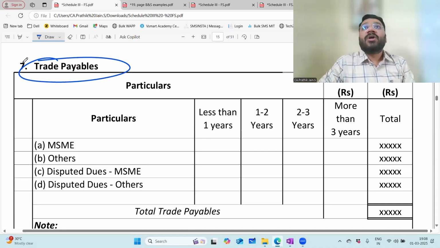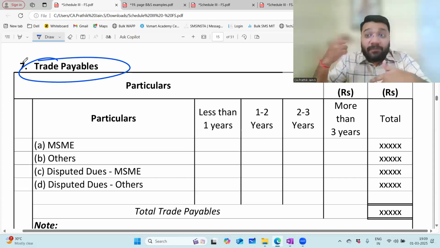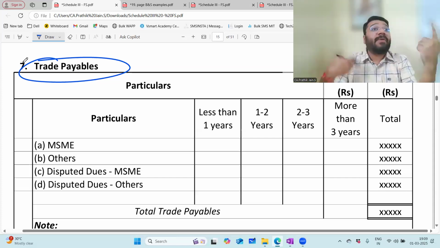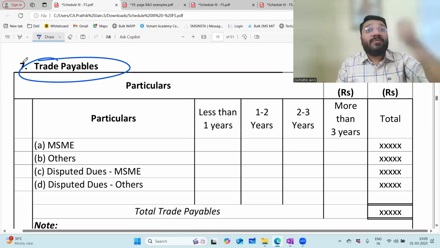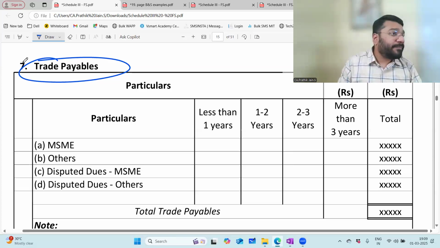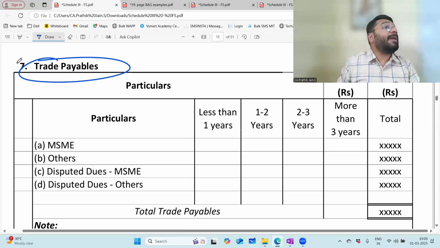Why? Because you know in 2020 what came? COVID. During the COVID period, a lot of people did not have proper business happening. So their inflow of money was not happening. The rotation of money was not happening. So a lot of companies withheld the payment to the creditors. Which creditors? We are talking about those people who come from a small background, medium background, called MSME.